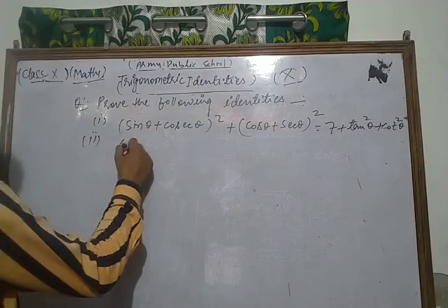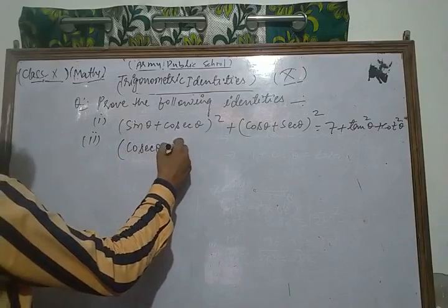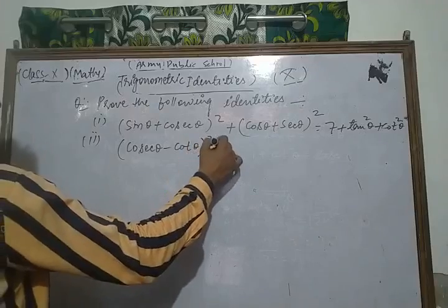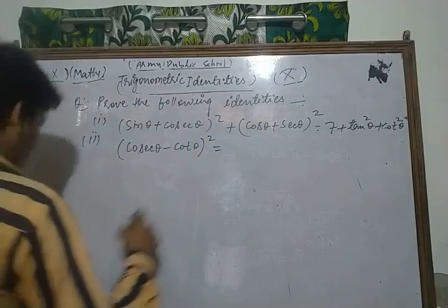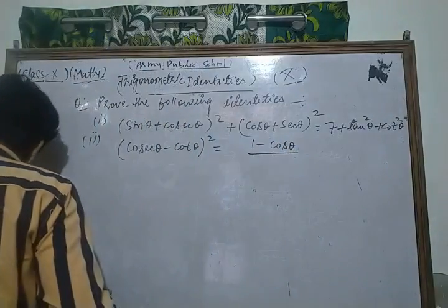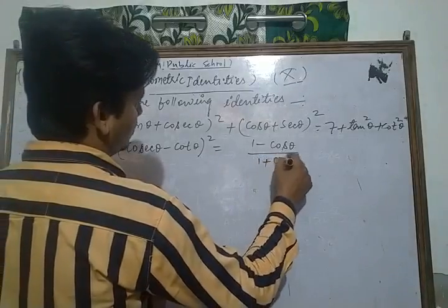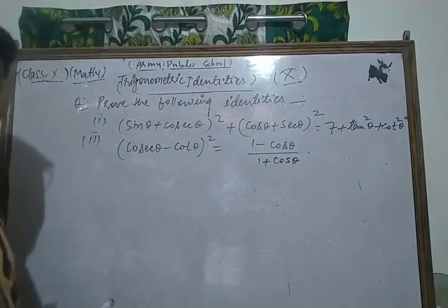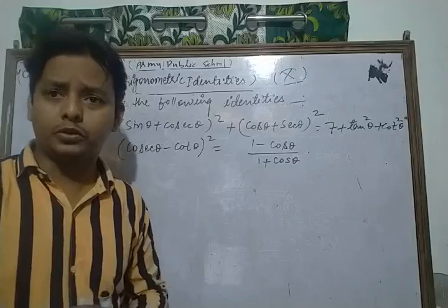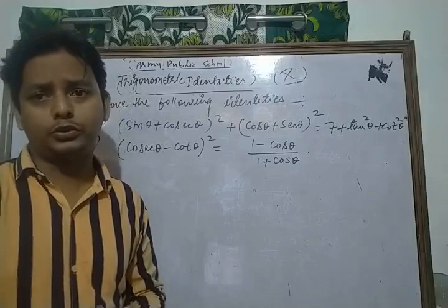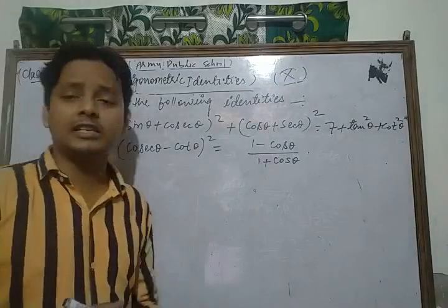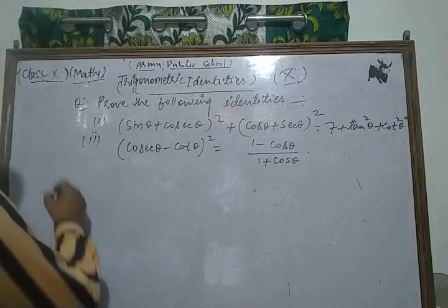And the second part of this question is: (cosec theta minus cot theta) whole square is equal to (1 minus cos theta) upon (1 plus cos theta). So these are two very important questions related to your topic, the algebraic trigonometric identity. So let's see their solutions.